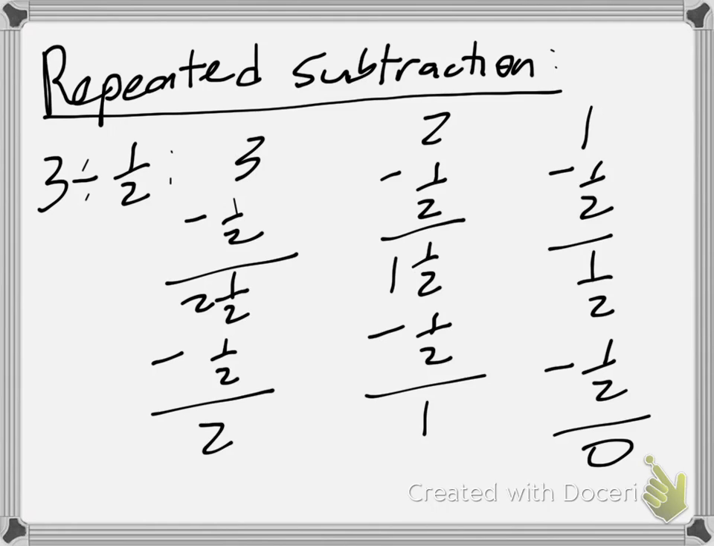So altogether, how many halves did we take away? The number of halves we took away is the number of halves there are total in 3. So we start counting again, and there's 1, 2, 3, 4, 5, 6. So 3 divided by a half is 6.